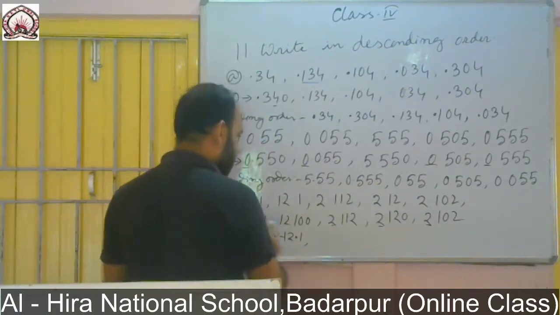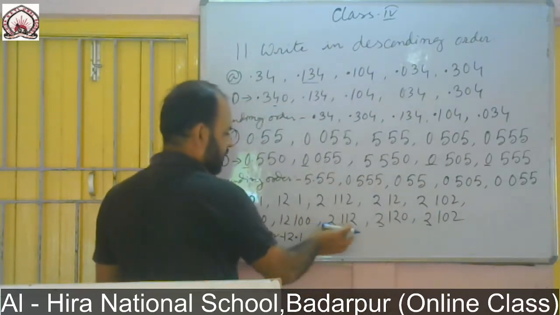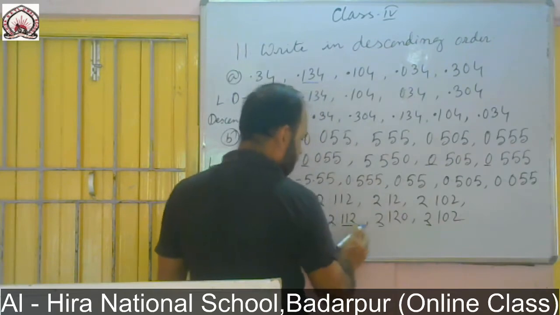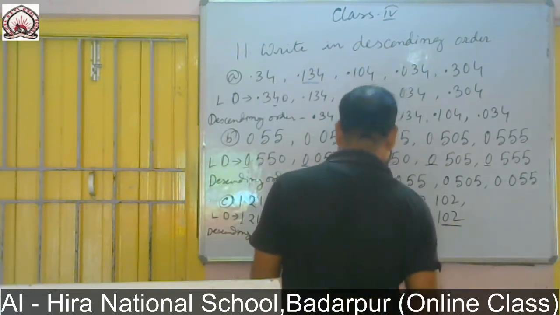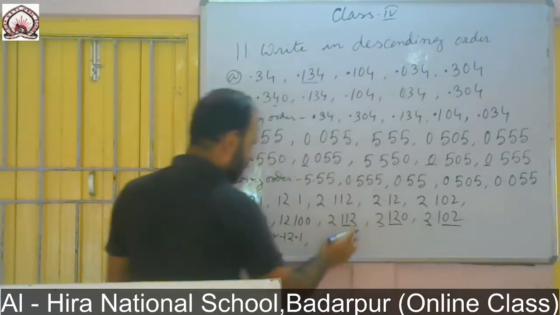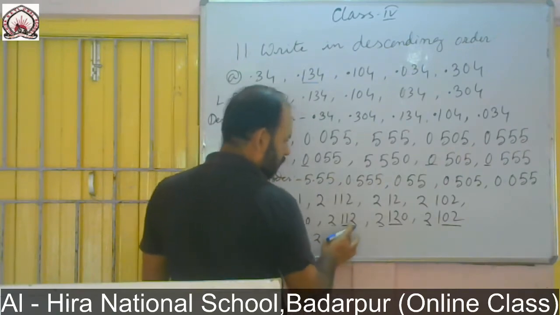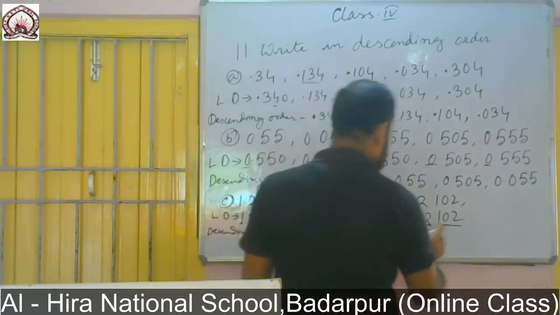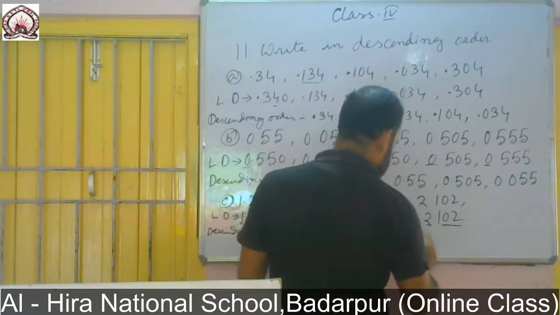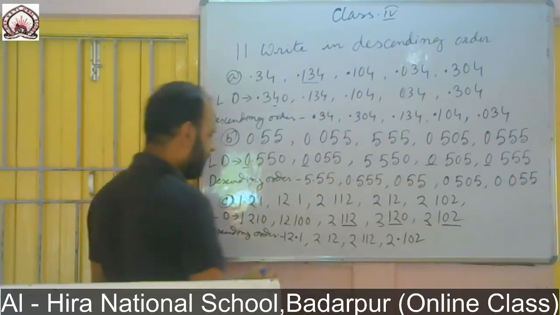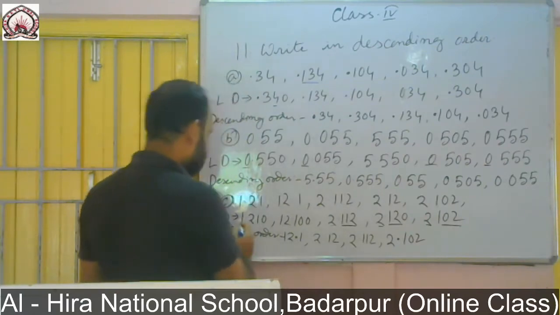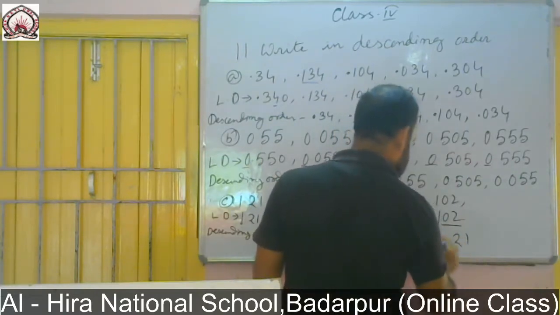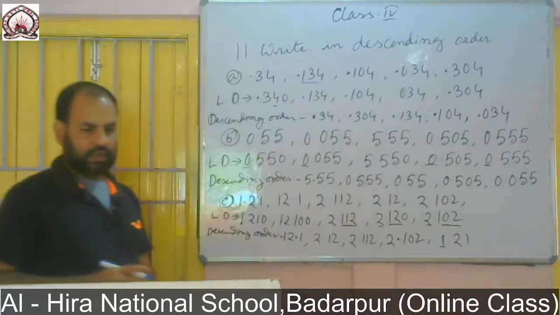Next we compare the three numbers with integral part 2. These three have the same integral part, so now we compare the decimal parts: 112, 120, 102. So 120 is the greatest, so here we write 2.12. Next 2.112, then 2.102. Which one is remaining? The one whose integral part is 1. So 1.21 is the smallest number, and the greatest number is 12.1.